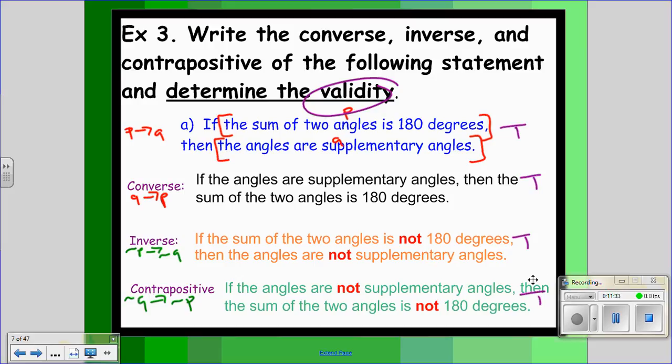And since all of these were true, you should notice that logically equivalent component where, again, the original and the contrapositive will have the same value. The converse and the inverse will also have the same value. So they're logically equivalent.